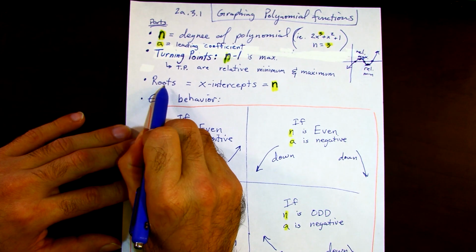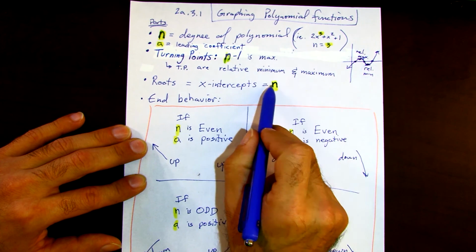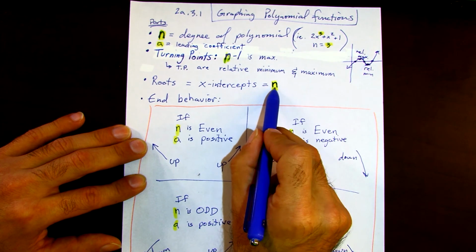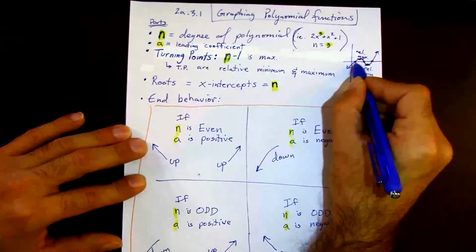So we know that these roots for this function would have, since its n is 3, we'd have 3 roots. There'd be 3 places where it crosses the x-axis. Okay, those are our roots.